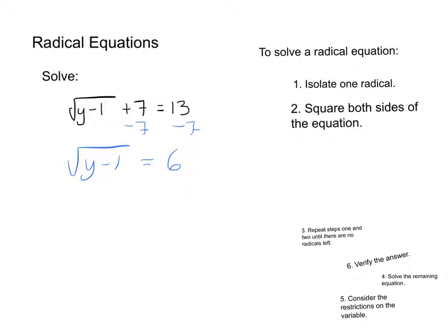Well, now we have this square root sign that we want to get rid of. And what's the opposite of a square root? Square, right. So the second step is square both sides of the equation. So I'm going to square this and square this. When I square the square root of y minus 1, I end up with y minus 1. And when I square 6, I get 36.